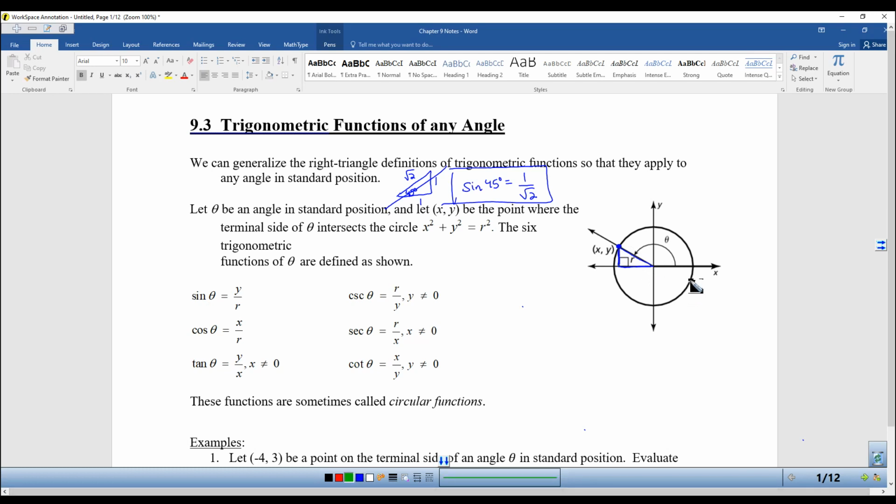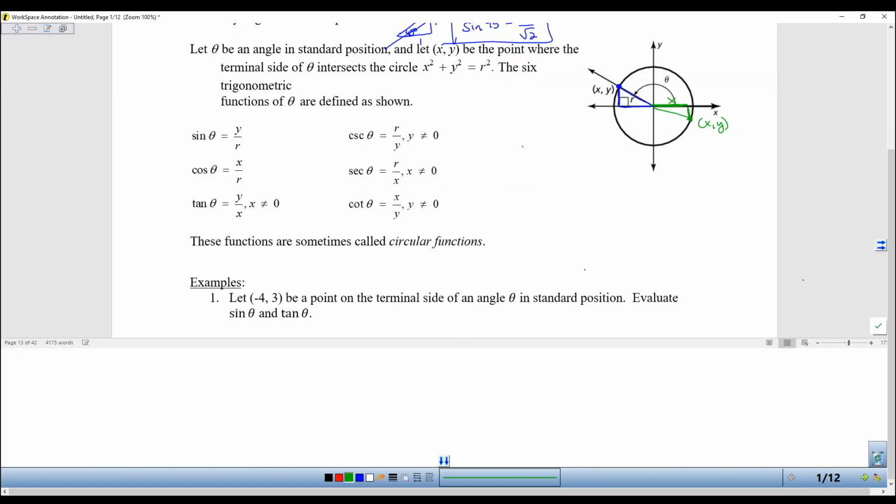So we'll do another one over here. Let's say that this is my point xy, and I wanted to do cosine. Cosine would be adjacent, and that distance is the same as the x distance of that ordered pair over the radius, so x over r. And that definition continues for all these other ones. These functions are sometimes called circular functions. So let's do an example, and I think you'll see what I mean.